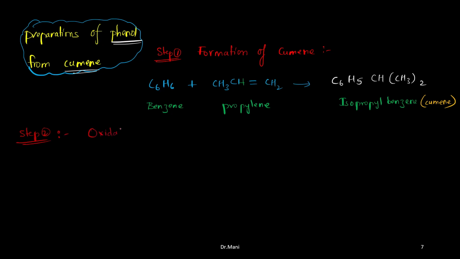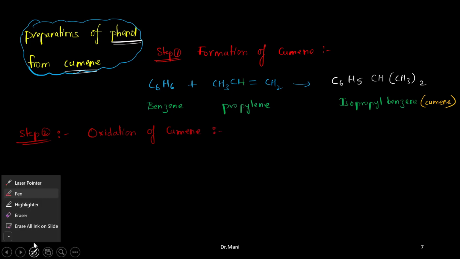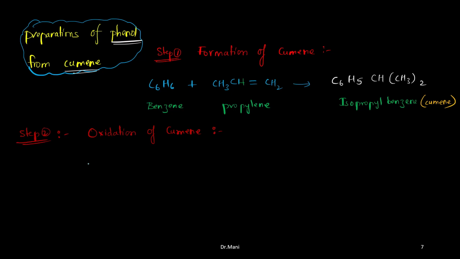Oxidation of this cumene. How do we do this? Again, you take C6H5CH(CH3)2, isopropyl benzene. Oxidation means we need to treat with oxygen, and this will happen at a high temperature, 95 to 135 degrees Celsius. And this will turn out to be C6H5C(CH3)2OOH. Okay.